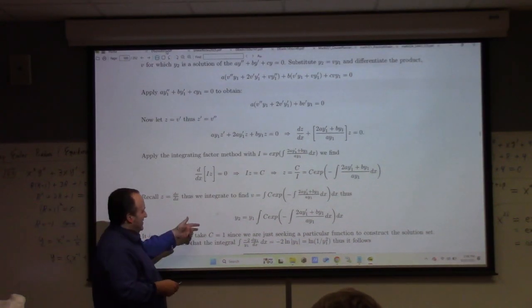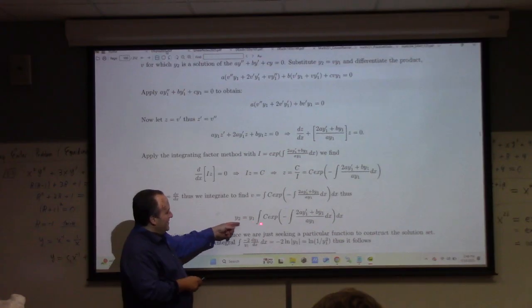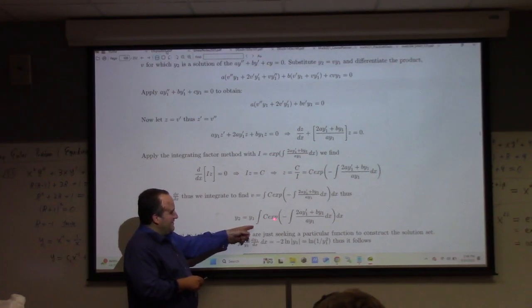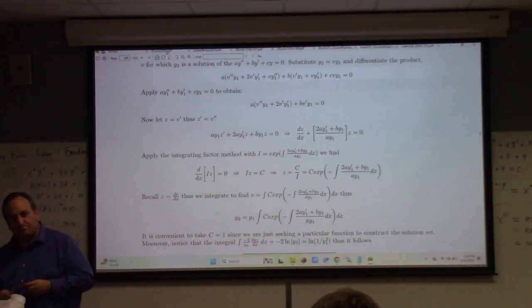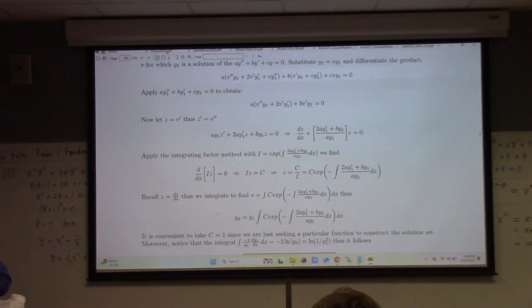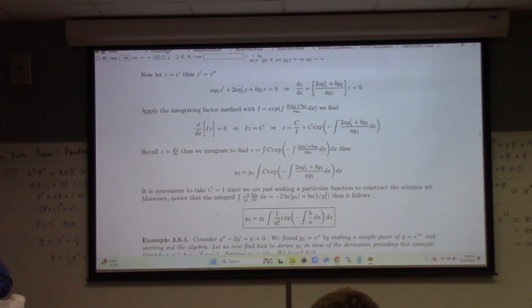So y2: you take y1 times the integral of the exponential of this expression for your differential equation, and that will produce a second linearly independent solution from your first. All right? And you can do that.